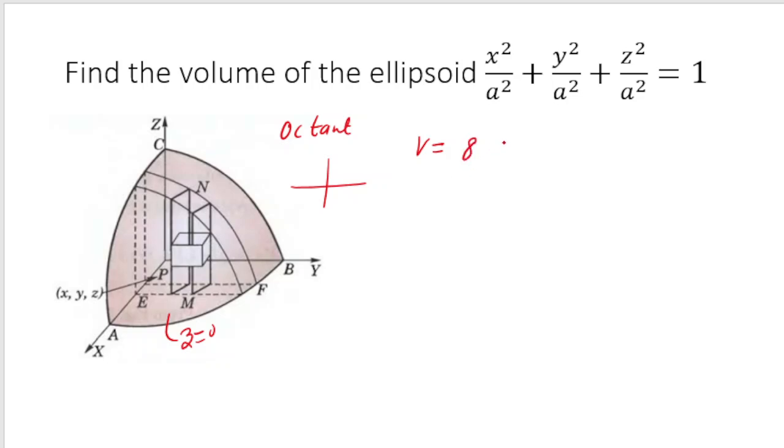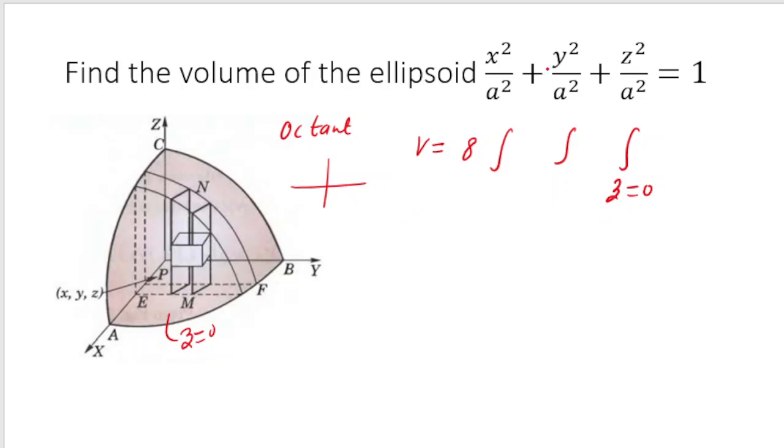So I'm going to write it. Limits we have to decide. So let me write the limits. So first of all, we have to take the limit of z. If I take a solid structure like this, it will start at z is equal to 0.